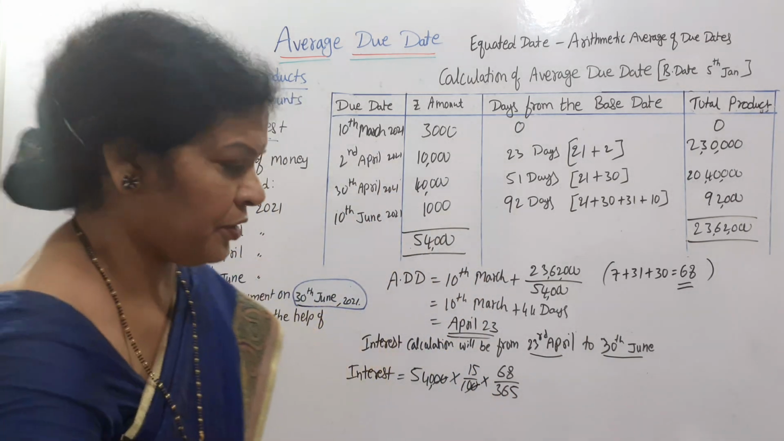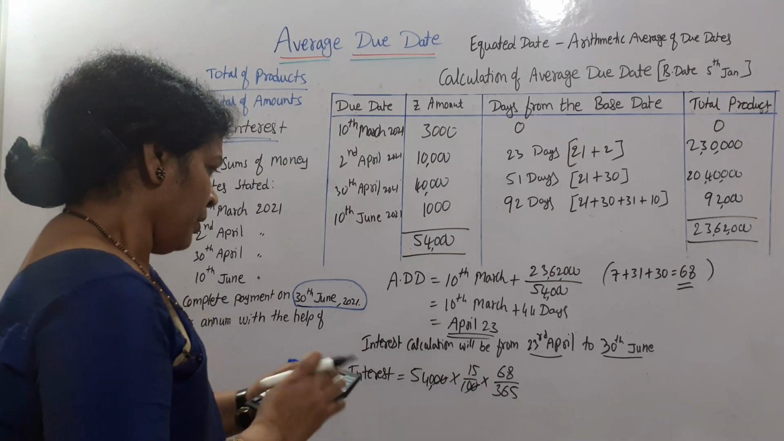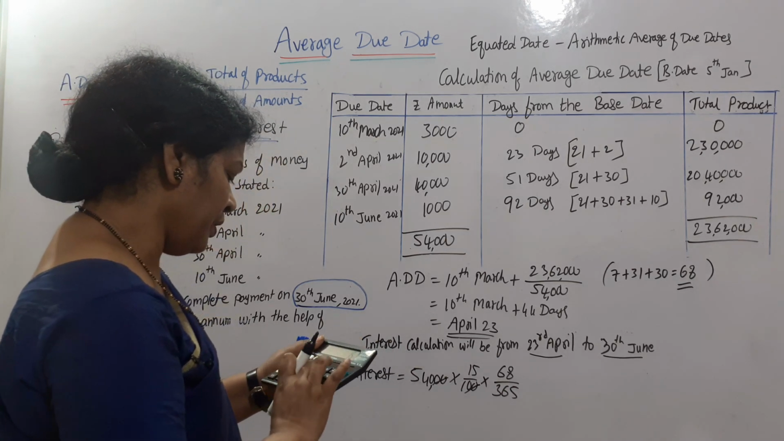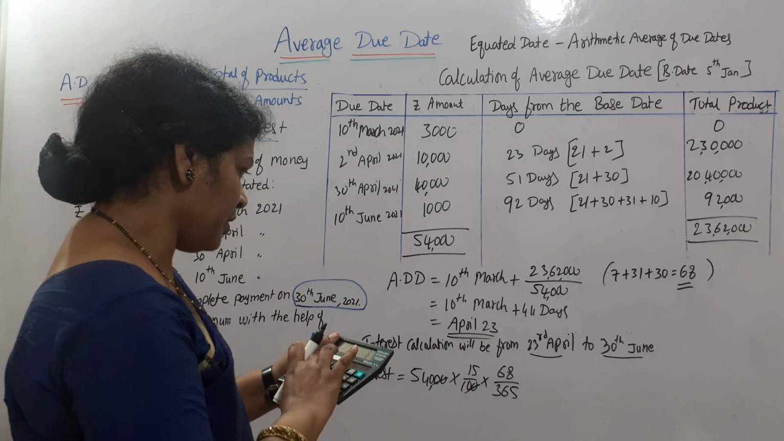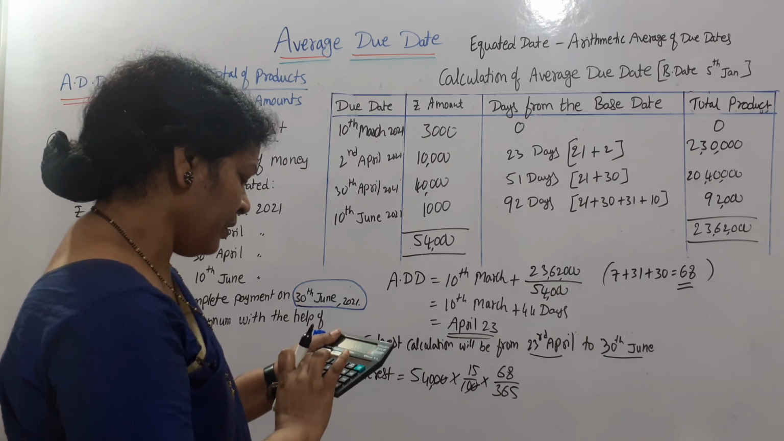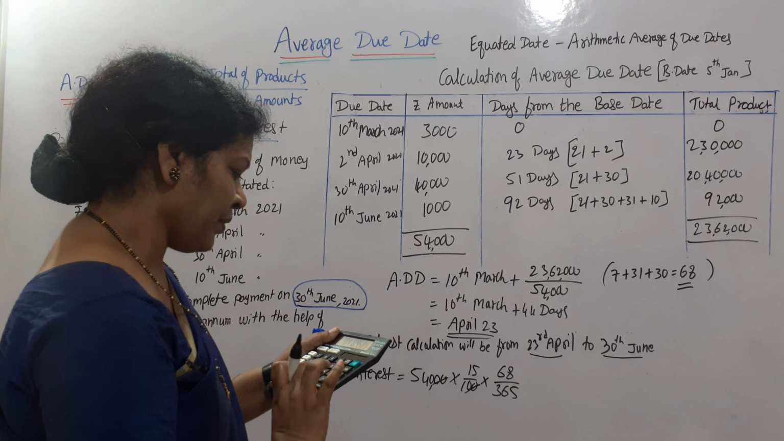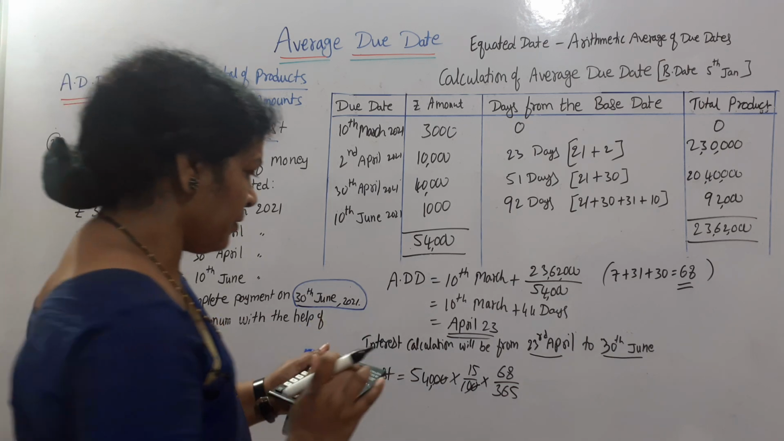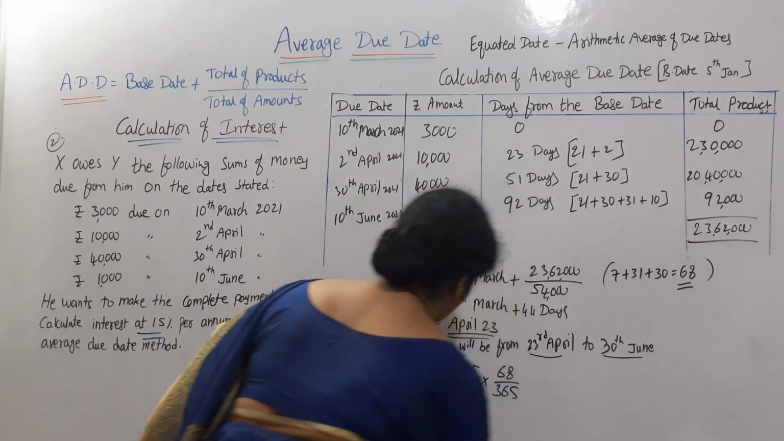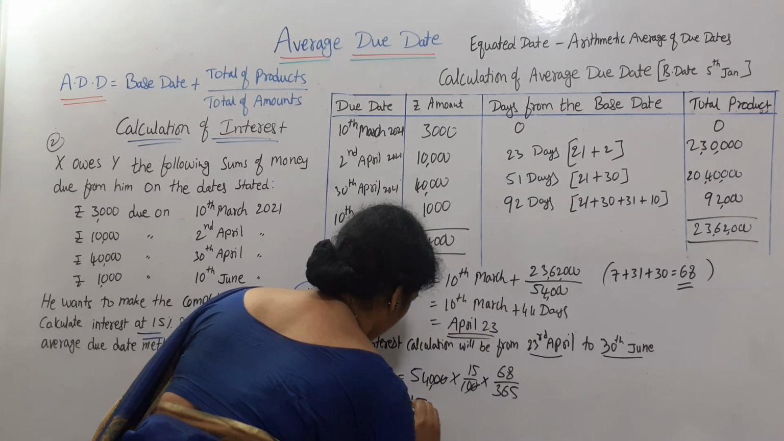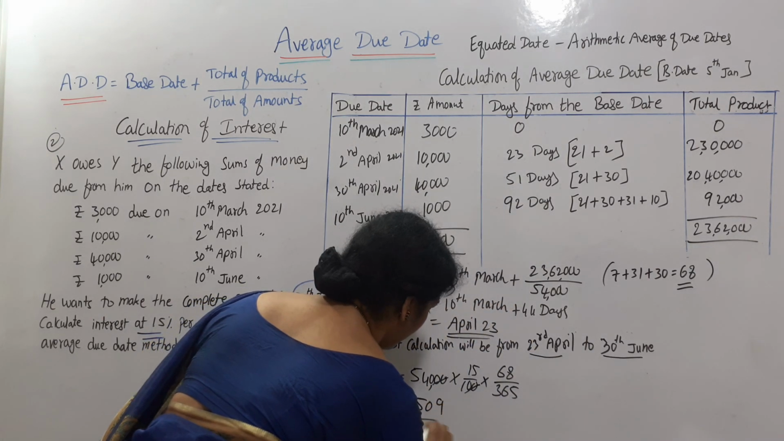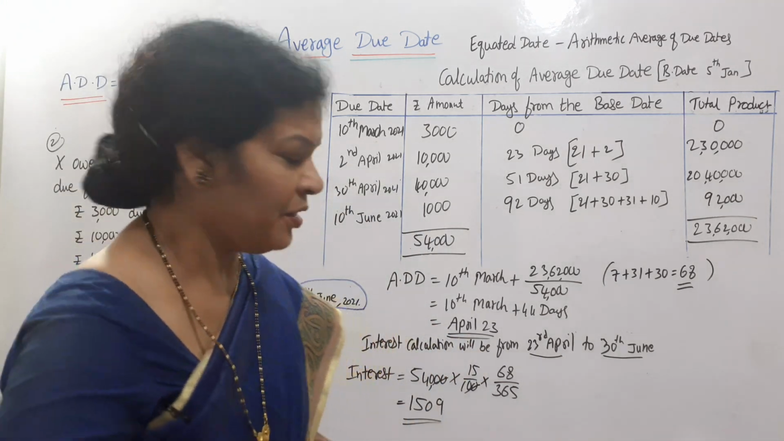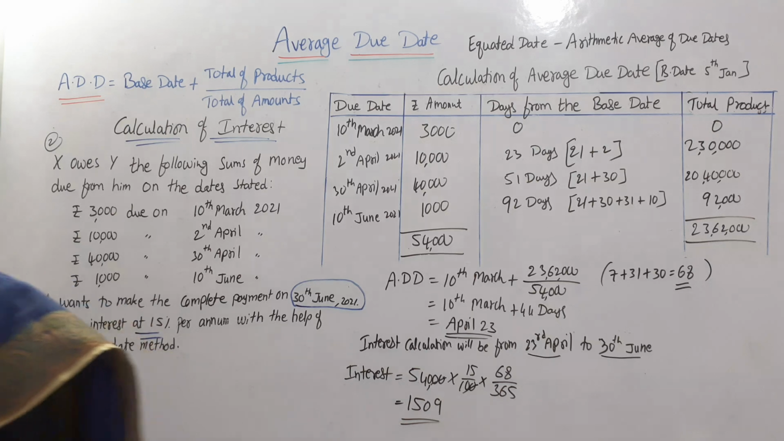We'll use the calculator. 540 into 15 into 68 divided by 365. It comes to 1509. 1509 is the interest he has to pay. Am I clear? First take the screenshot or note down.